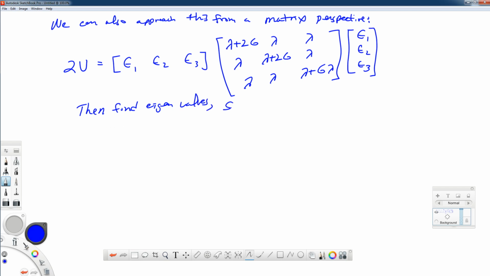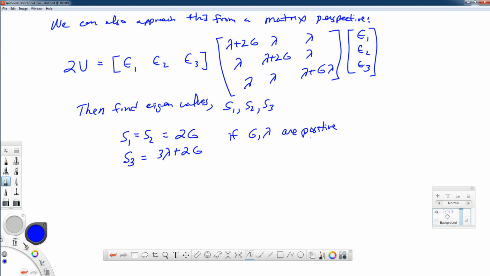And we can call these maybe S1, S2, and S3. So I'm just following along with our book. And if we find these eigenvalues, then 2 of them are going to be the same. Let's say the first 2 are equal to 2g, and then the second one would be equal to 3 lambda plus 2g. And if g and lambda are positive, then that also implies that E and nu are positive.